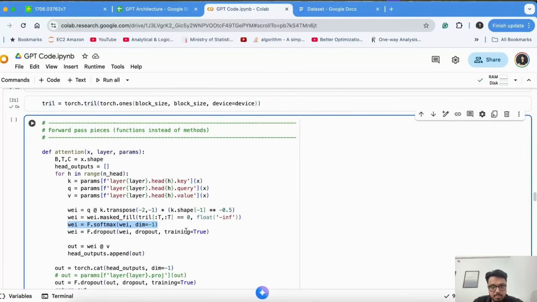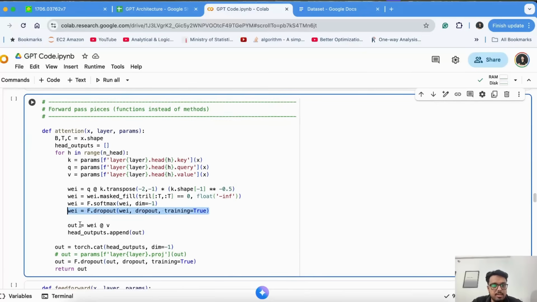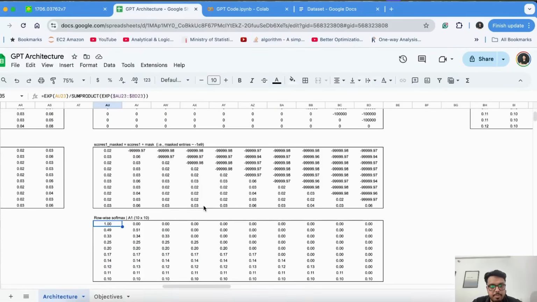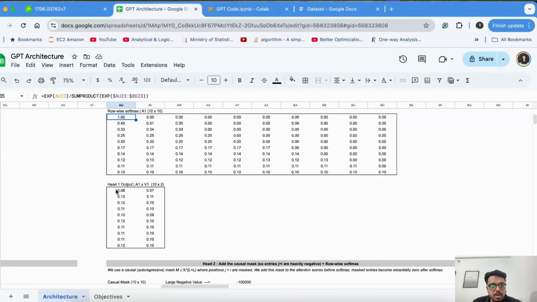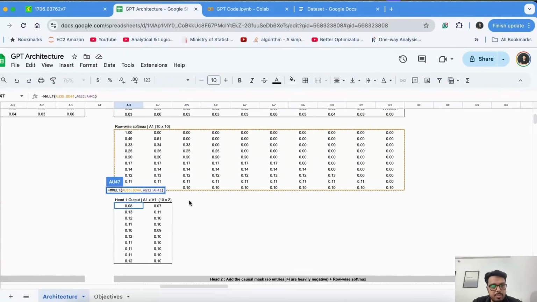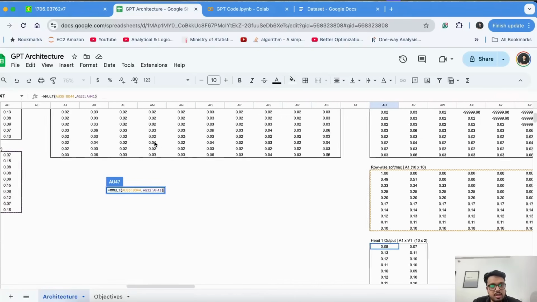So then we do a softmax, and then we do dropout. Again, as I told you, dropout is something that we do just to ensure that we are not overfitting. So some of the neurons are deliberately ignored in the training, right? And then this final output is this step, wherein you are doing a matrix multiplication of the row-wise softmax with V.